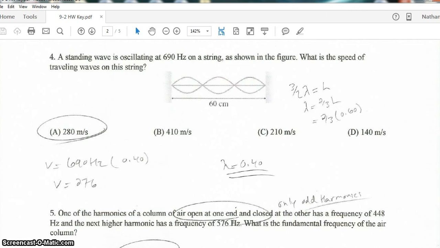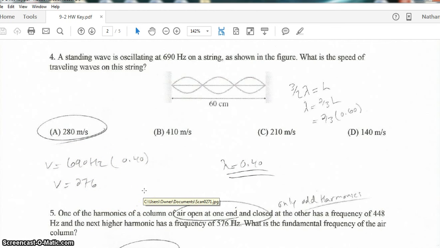Rolling on to question 4. Question 4 gives us a standing wave here. They give us the frequency. The key is how many wavelengths is that? Well, that's 3/2 of the wavelength. So 3/2 of the wavelength equals the length of the string, which is 60 centimeters, which tells me then the wavelength equals 2/3 of 60, so obviously 40 centimeters. And then once I know my frequency and my wavelength, finding my velocity is pretty easy.